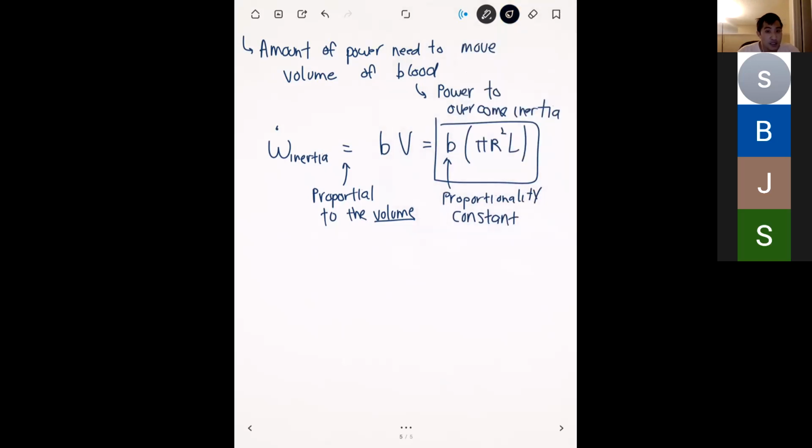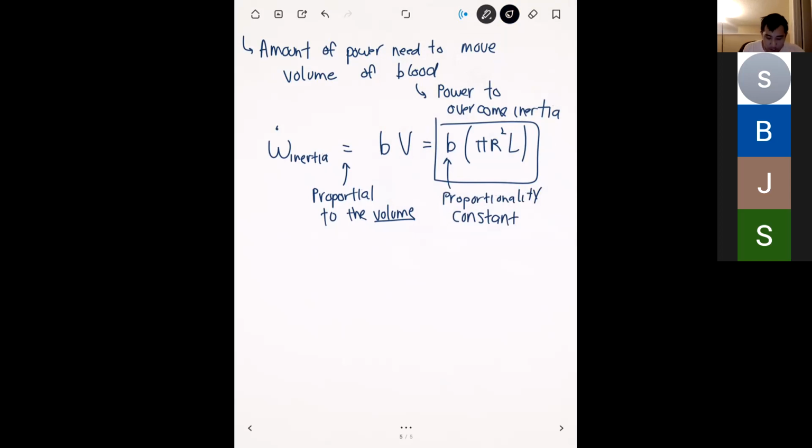This is consistent with what we said before: if we increase the radius, the amount of power is going to increase. If you look at this expression, W dot inertia is equal to B times pi r squared times L, and since we have that r squared there, if we increase r, that's going to increase the amount of power as well.